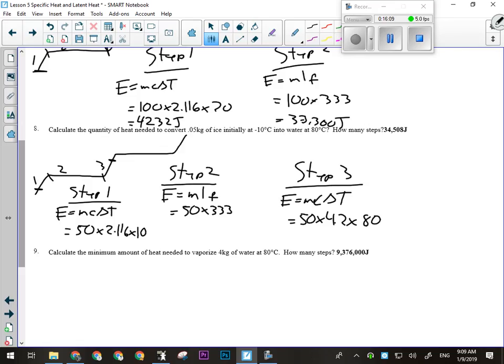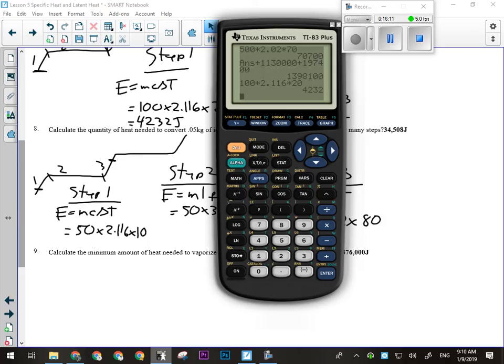So I can just punch these in on the calculator here. We'll have 50 times 2.116 times 10 plus 50 times 333 plus 50 times 4.2 times 80. All right, 34,508 joules.